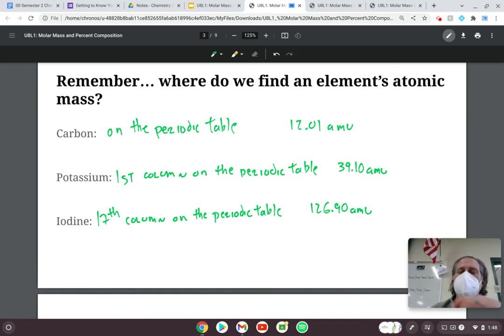The other thing that we said once upon a time, long time ago, was the mass on the periodic table was equal to a mole of that particular substance. Does that sound vaguely familiar? Hopefully.